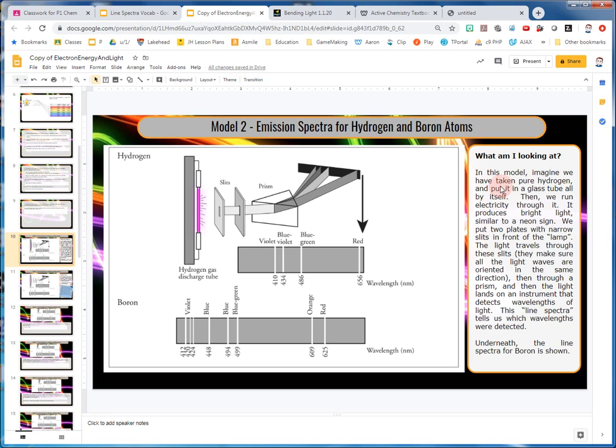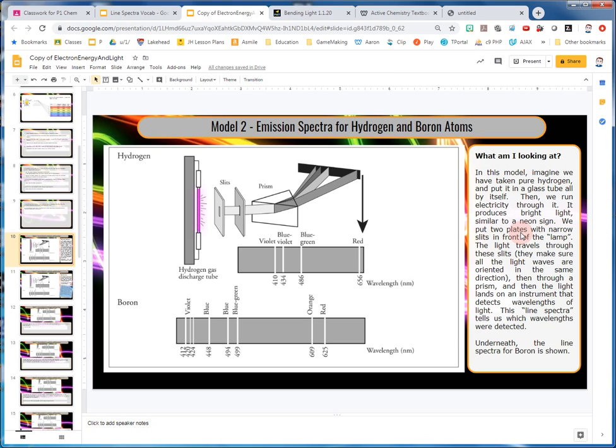In this model, imagine we have taken pure hydrogen gas and put it in a glass tube all by itself. And that's what this was supposed to be, by the way. I hope you got that. Hydrogen gas discharge tube. Then we run electricity through it. It produces bright light similar to a neon sign.